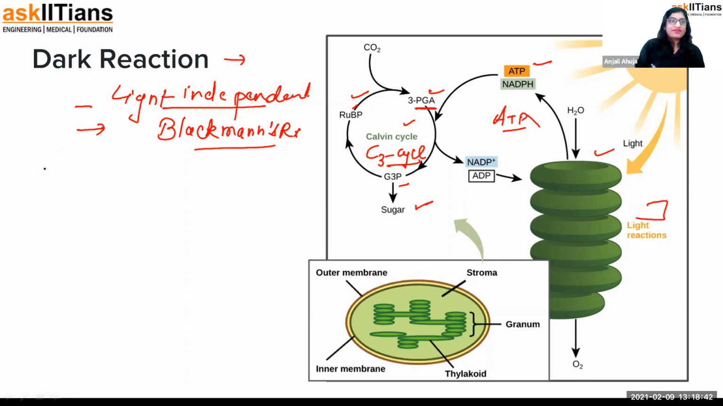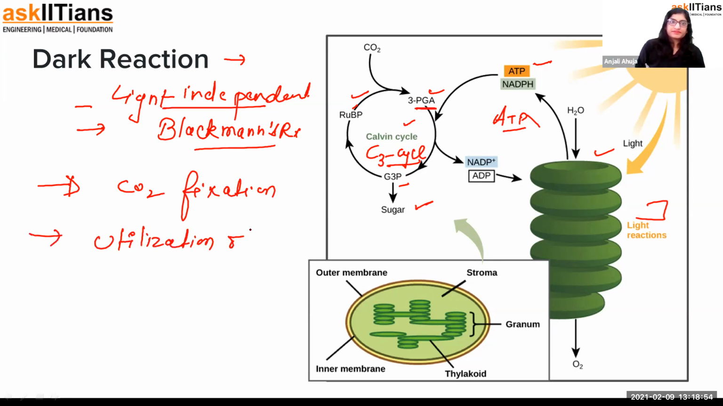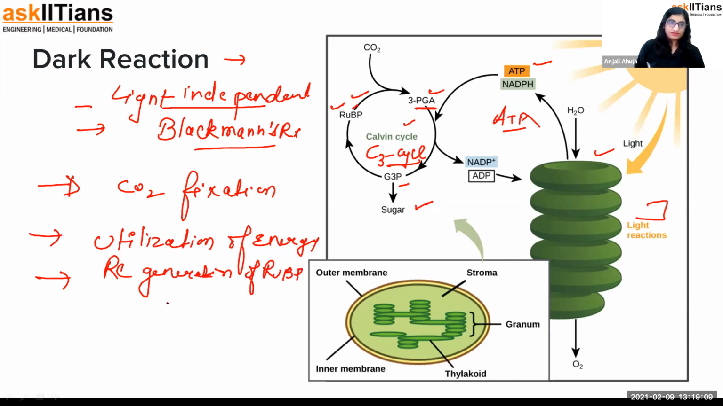So you may say that the reaction used to happen in 3 steps. First is CO2 fixation. Second step is utilization of energy, as in ATP and NADPH. And third is regeneration of RuBP, and carbohydrate formation, the product formation. So these are the steps that are there in the dark reaction.